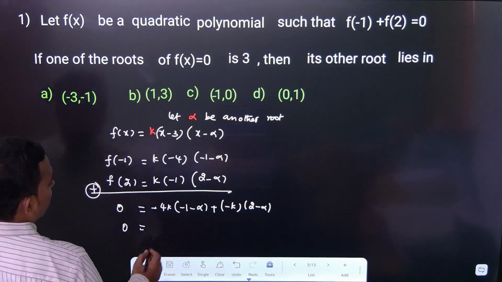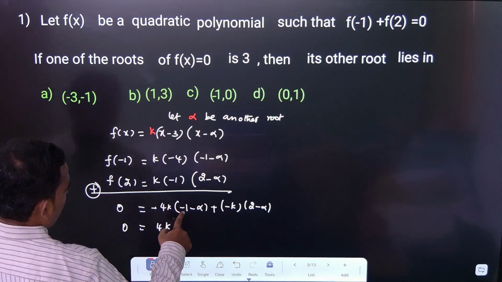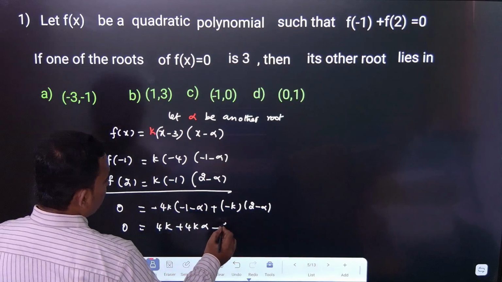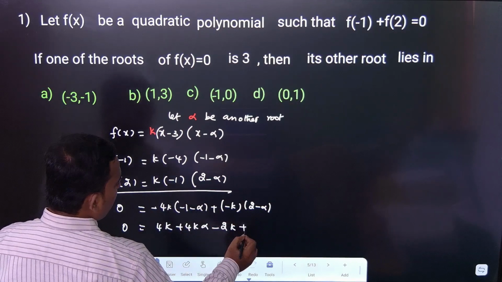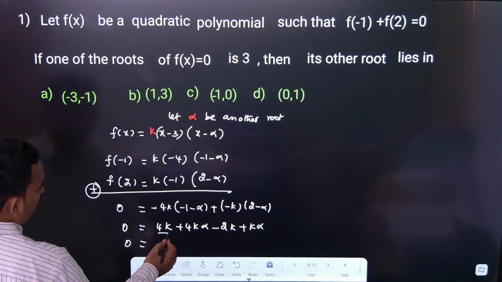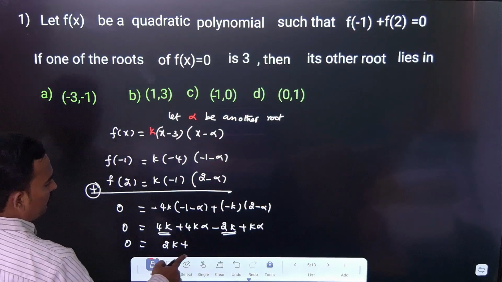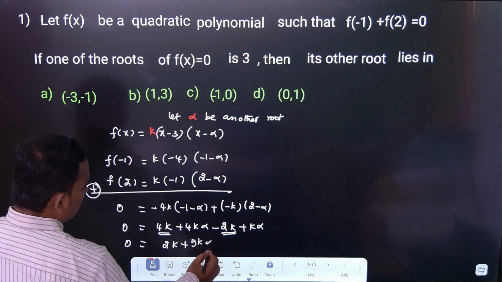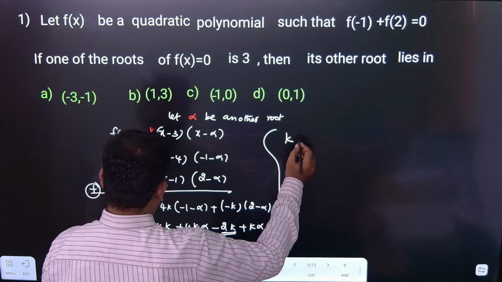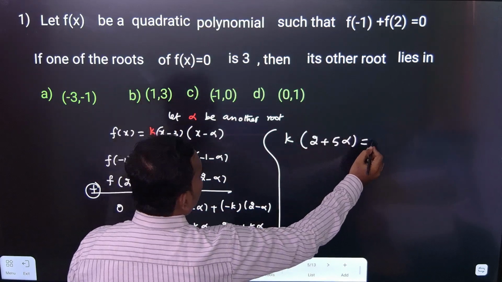Then you can simplify this: plus 4k, and then plus 4k alpha minus 2k plus k alpha. 0 is equal to 4k minus 2k plus 2k, 4k alpha plus k alpha, 5k alpha. You can take k common. What will we get? 2 plus 5 alpha is equal to 0.